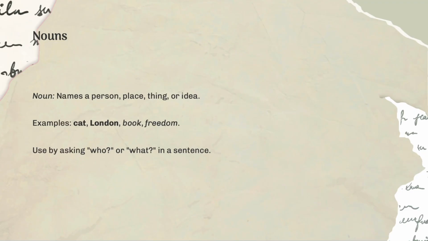You can use an example by understanding who or what in a sentence. That will help you come up with and distinguish what is a noun and what is not a noun.